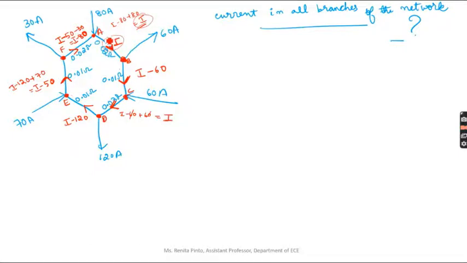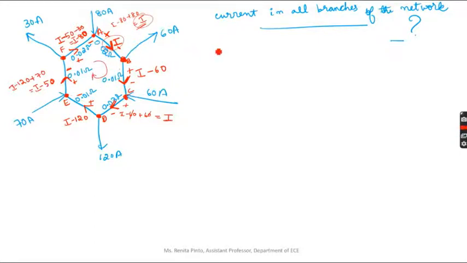Now that I have taken the directions of the current, I'll mark the signs. My current here is flowing downwards, so this one will be plus and minus. Here it is again flowing downwards, so plus and minus. This is also plus and minus. Plus, minus, plus, minus. Okay. Now I'll write the KVL equation, going in the clockwise direction.